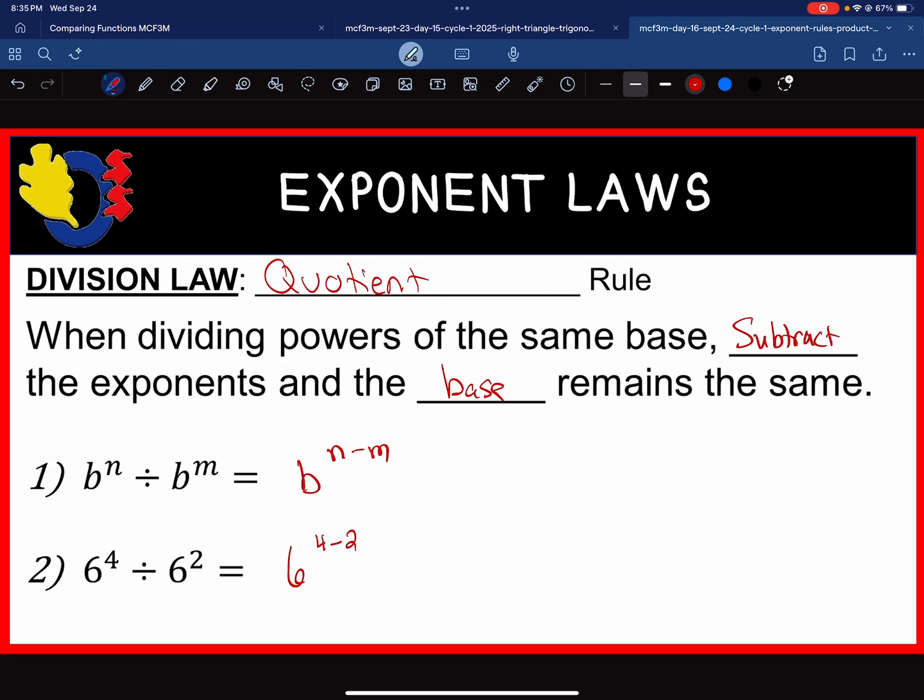So this is as if we have 4 6s in the numerator and 2 6s in the denominator, and each 6 in the denominator cancels with one of the 6s in the numerator. Okay, so we ended up with 6 to the exponent 2, which can be simplified to 36. We can evaluate that to get 36.